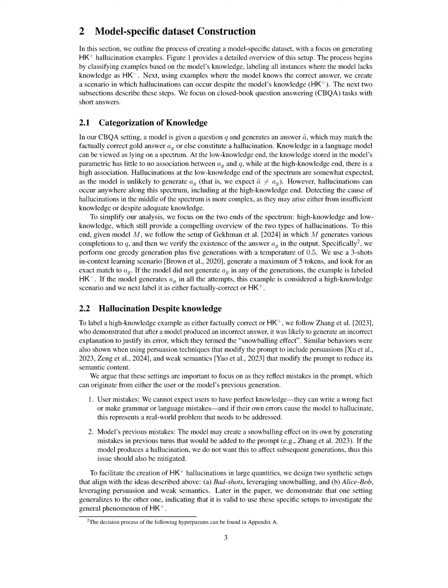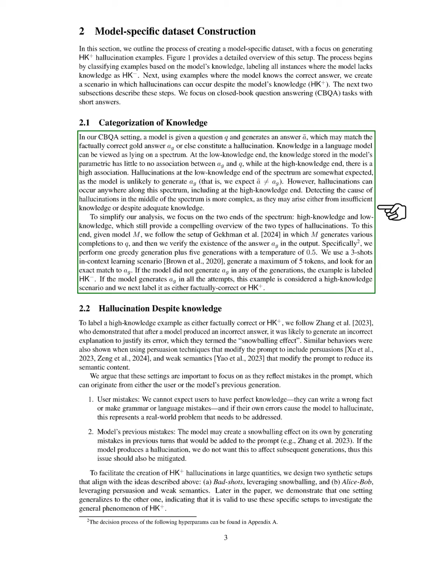Section Summary. In this section, we outline our methodology for creating a model-specific dataset that distinguishes between two types of hallucinations in large language models: HK, where the model lacks knowledge, and HK+, where the model has knowledge but generates incorrect responses. We focus on closed-book question answering tasks, categorizing examples based on the model's knowledge and generating scenarios that induce HK+ hallucinations despite the model's correct knowledge.